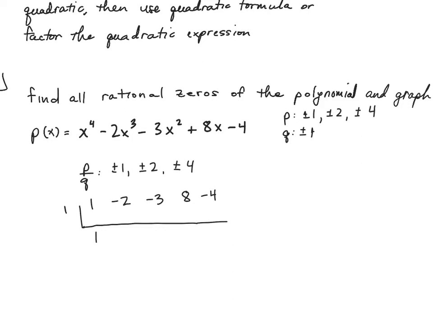And do the synthetic division. And right off the bat on our first guess, we got a lucky one. X equals 1 turns out to be a 0 because we have a remainder of 0. If we did not get a remainder of 0, we would have moved on to the next value and tested that one. But we got a remainder of 0.